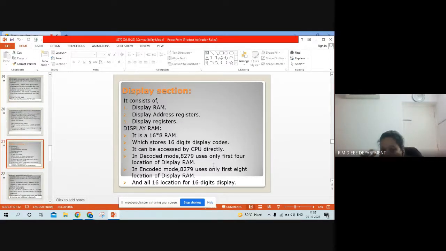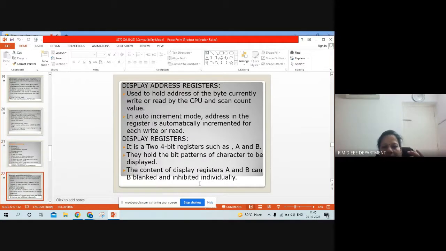And then the display section consists of the display RAM, display register, and display address registers. Display RAM is for displaying the 16-digit display codes. In decoded mode, only the first 4 locations of the display RAM are used by 8279. In encoded mode, it uses only the first 8 locations of display RAM, and all the 16 locations for the 16-digit display have been utilized over here.